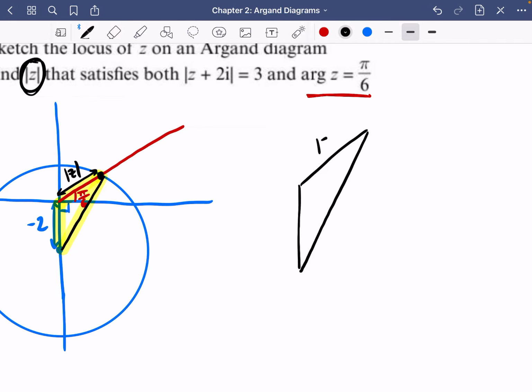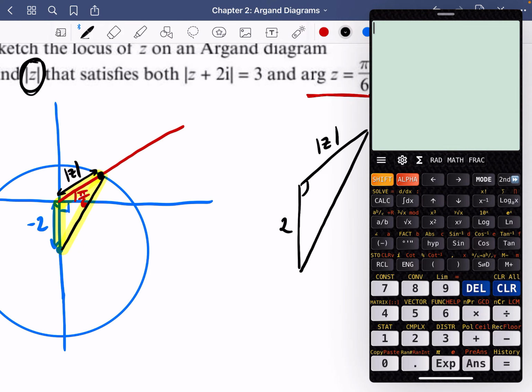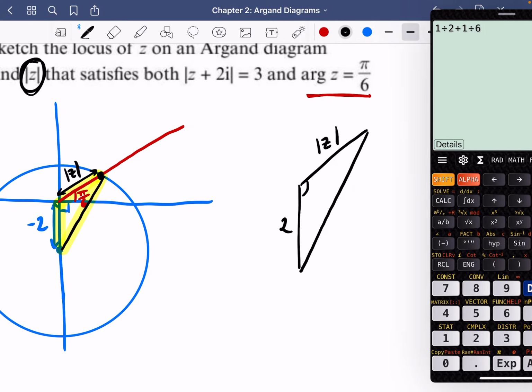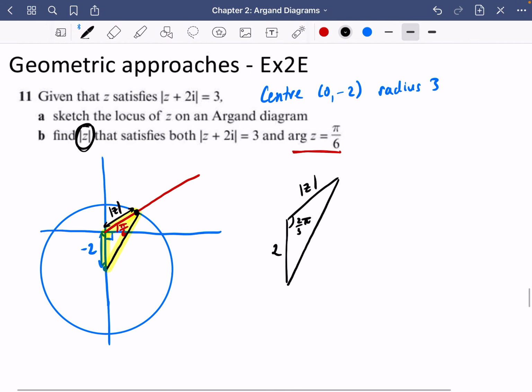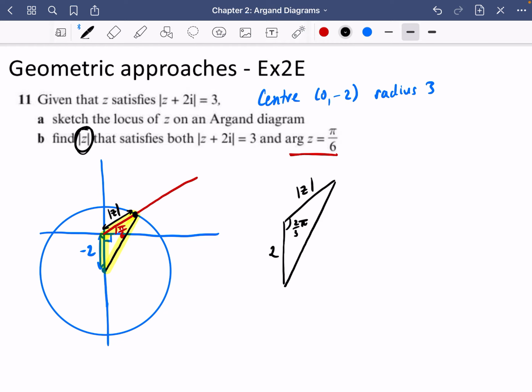I know that this is the thing that I'm looking for over here, and I know that the length of this line here is 2, instead of -2 because I'm talking about a length, and I know that this angle is 90 plus pi over 6, or pi over 2 plus pi over 6. So pi over 2 plus pi over 6, a half plus a sixth is 2/3 pi. So all I need to do in this question now is I think I'm going to be able to apply the cosine rule.